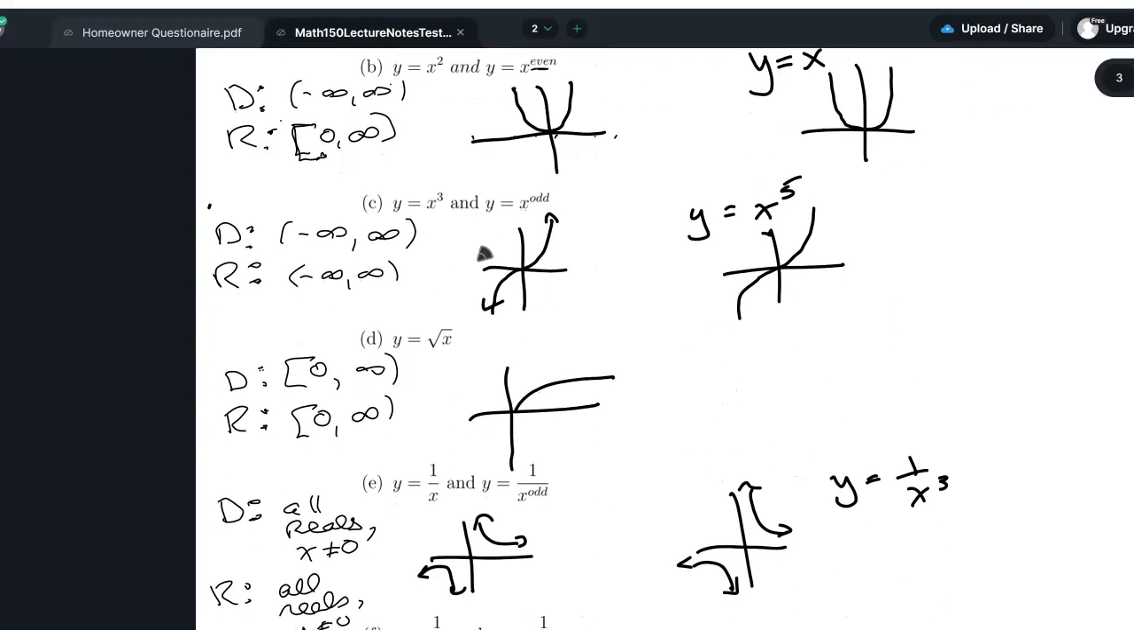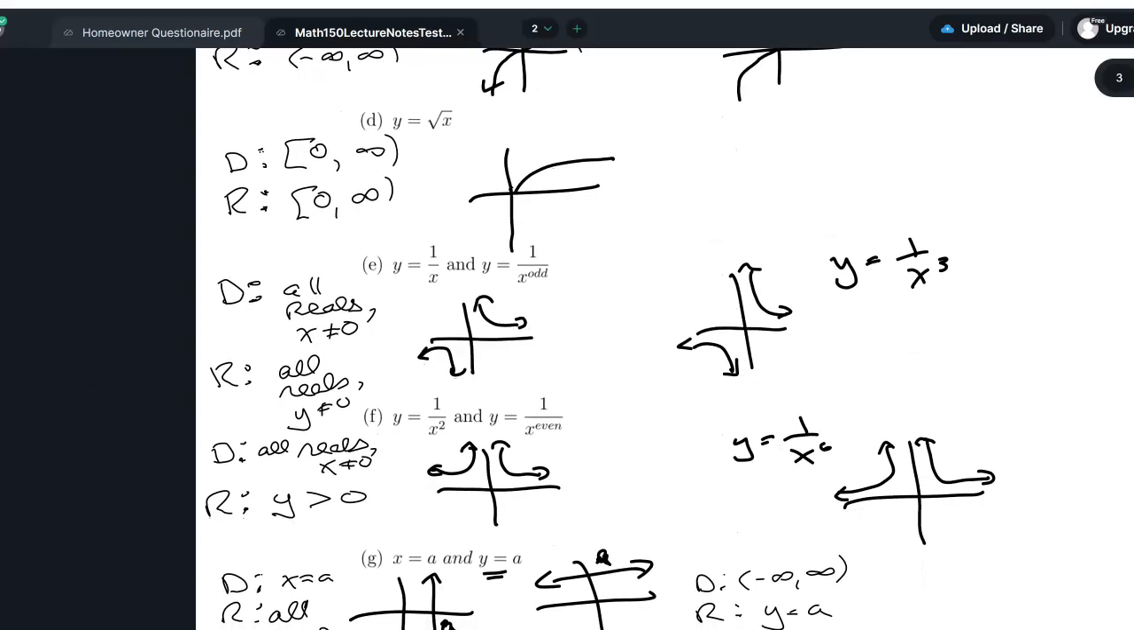Y equals x cubed uses all reals for the x's and all reals for the y's. So it's an odd integer, so it could be y equals x to the fifth also. Square root of x here starts at 0, so you could say 0 to infinity for domain and 0 to infinity for range. Then 1 over x, or 1 over x to an odd integer, could be like 1 over x cubed. The domain is all reals and don't use 0. And the range is all reals, don't use 0. So the range is the y values, and that would be for any of these, for 1 over x or 1 over x cubed.